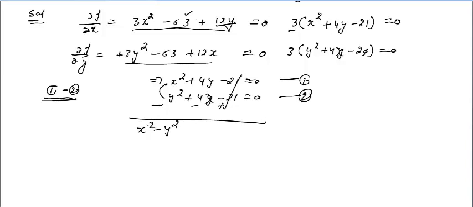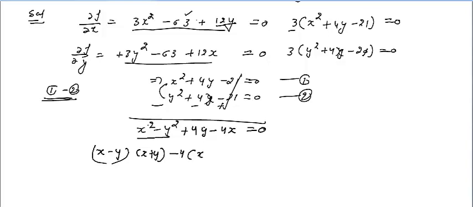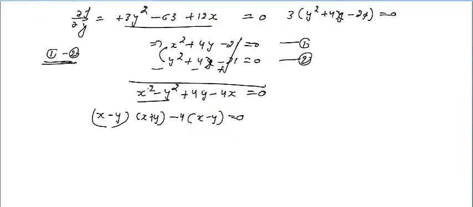You will get 4 common. So minus 4x plus 4y, minus 4x is equal to 0. Here a square minus b square is a minus b, a plus b. So from here minus 4 is common, and x minus y is equal to 0. From this equation you get x minus y common, x plus y minus 4 is left.